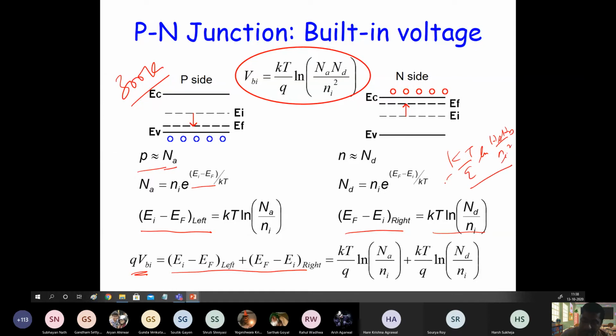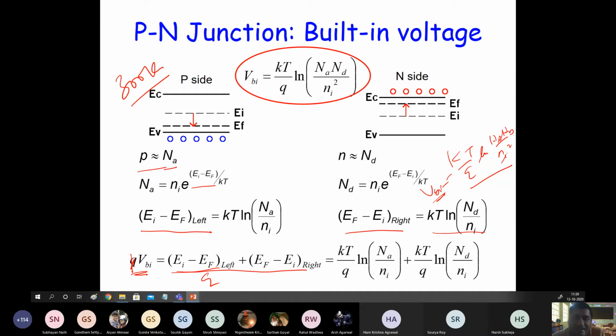So that means the built-in potential. Now this is gone here, so you write like this. Okay, so this is VBI. This is not Q times VBI, this is VBI. So you divide by Q here. So it's KT by Q log Na Nd by Ni square, right? So that means for high doping, your built-in potential will be more. So it is not always 0.6 or 0.7 as we assume. It changes, but the change is very small because it is logarithmic.